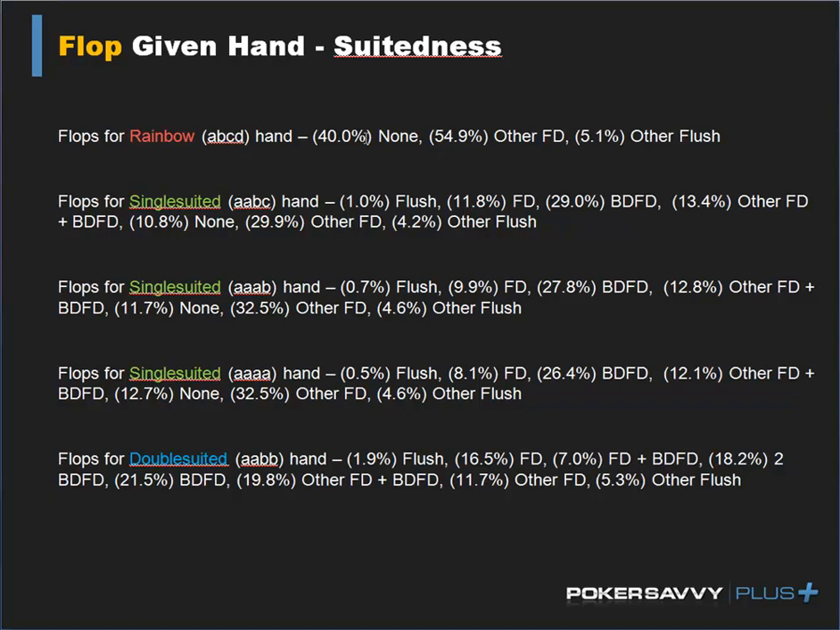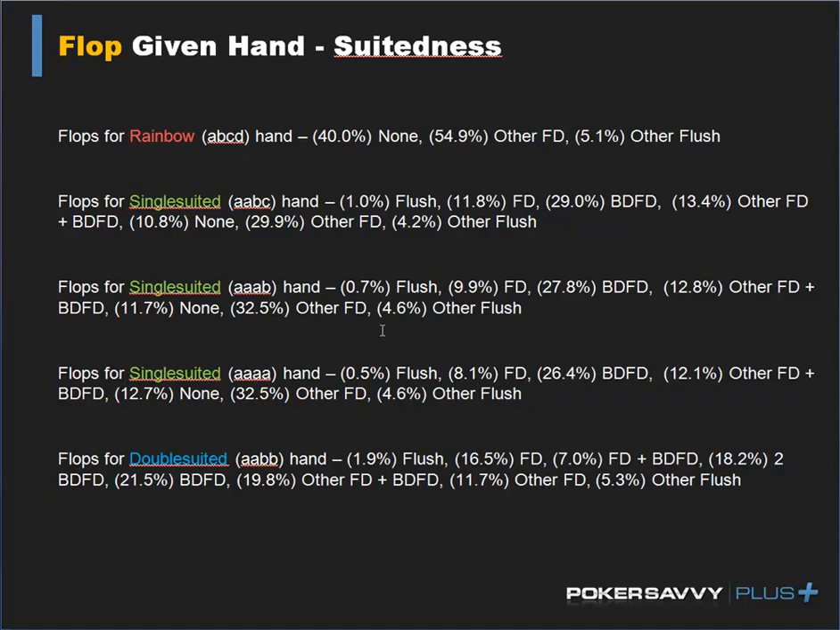Now, all of the data on this page covers suitedness only, so it doesn't incorporate pairedness. In other words, some of these boards are paired boards, some of these boards are unpaired boards. We're not looking at starting hand possibilities and saying that you're going to flop a set plus a flush draw this often, or two pair plus a flush draw this often. That data, I've done it, but it's way too much to put into this video.